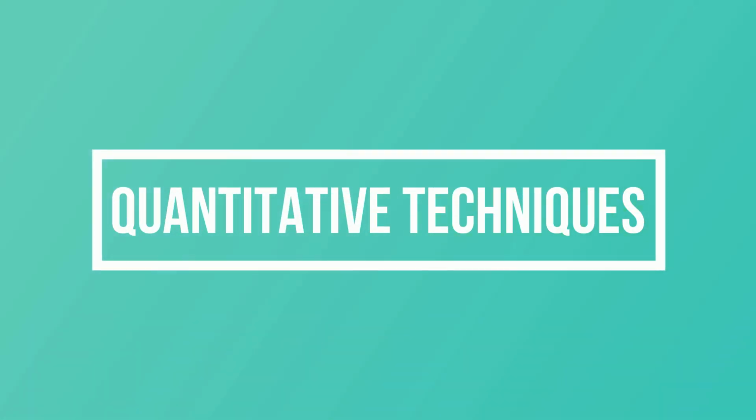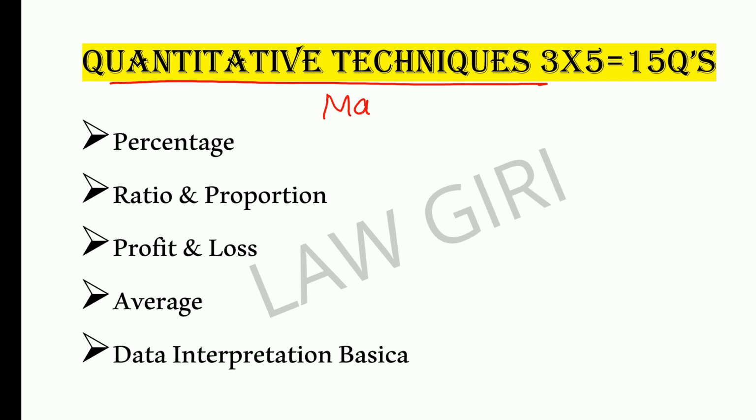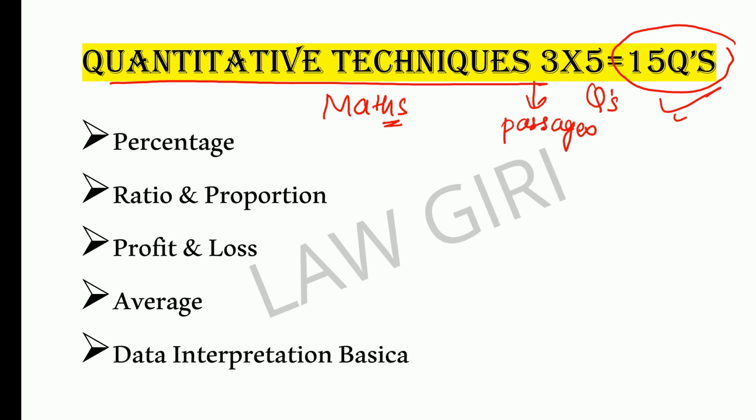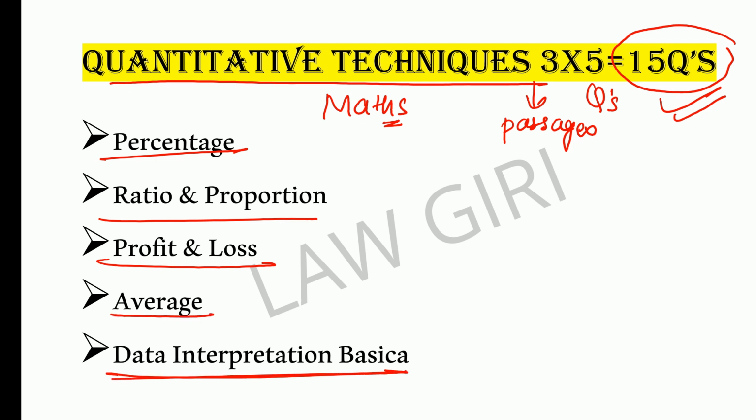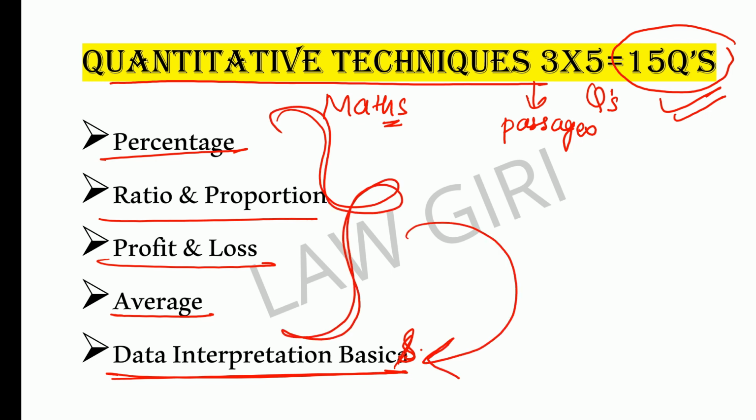Quantitative techniques. What is quantitative techniques? Quantitative techniques is your maths. Okay, there were 15 questions, 3 passages followed by 5 questions each, and total comes to your 15 questions were there from quantitative techniques. Okay, percentage, ratio and proportion, profit and loss, average, and data interpretation basics were there. Okay, if you had done these topics, you would have been easily able to attempt data interpretation.